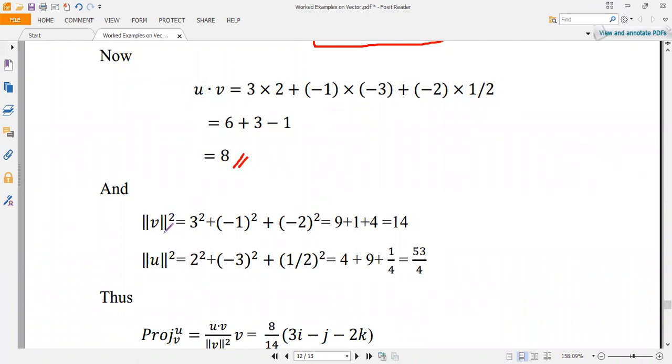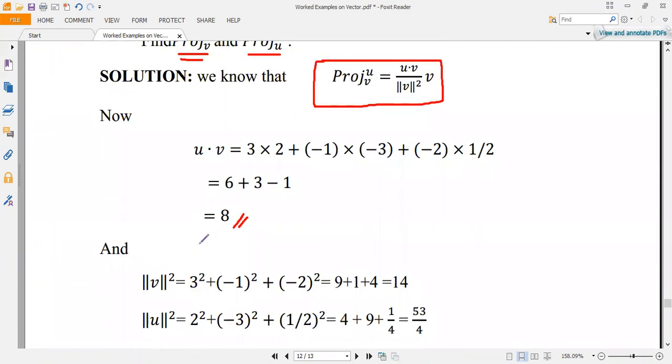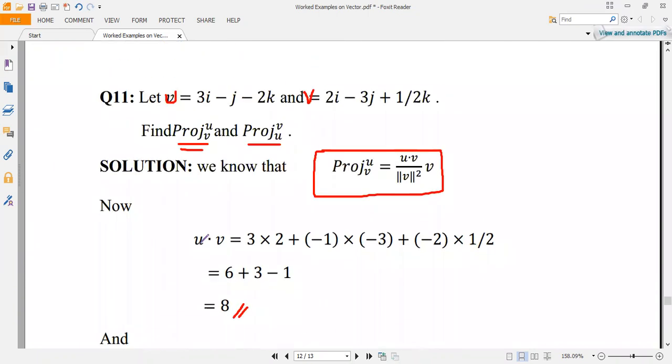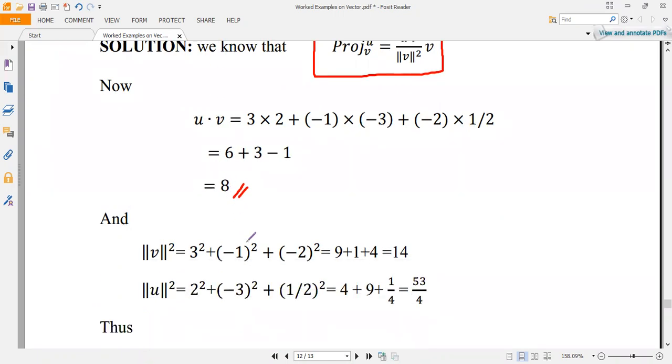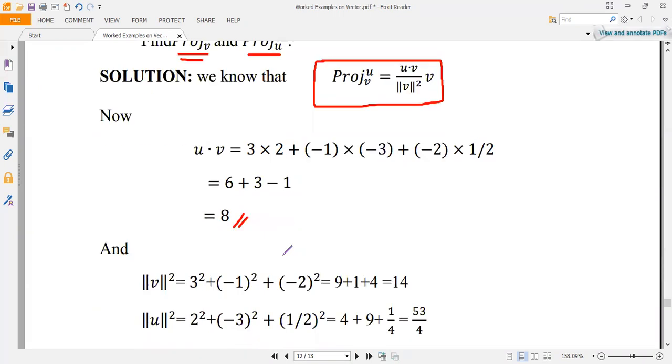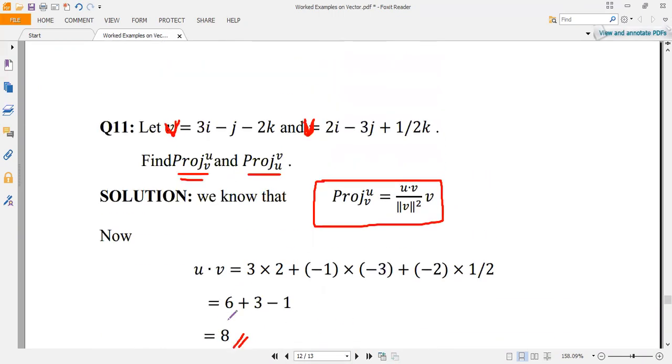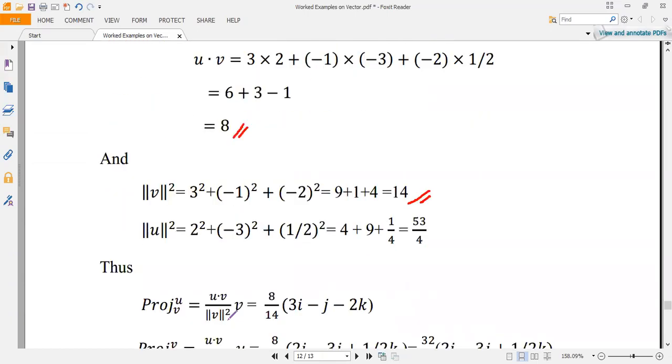So the magnitude of v the whole square is 3 square, which is, v is this one, sorry, and u is this one. U is this one. So 3 square plus minus 1 square plus 2 square, which is 14, and the magnitude of v is 2 square plus minus 3 square plus 1 over 2 square, which is 53 over 4.